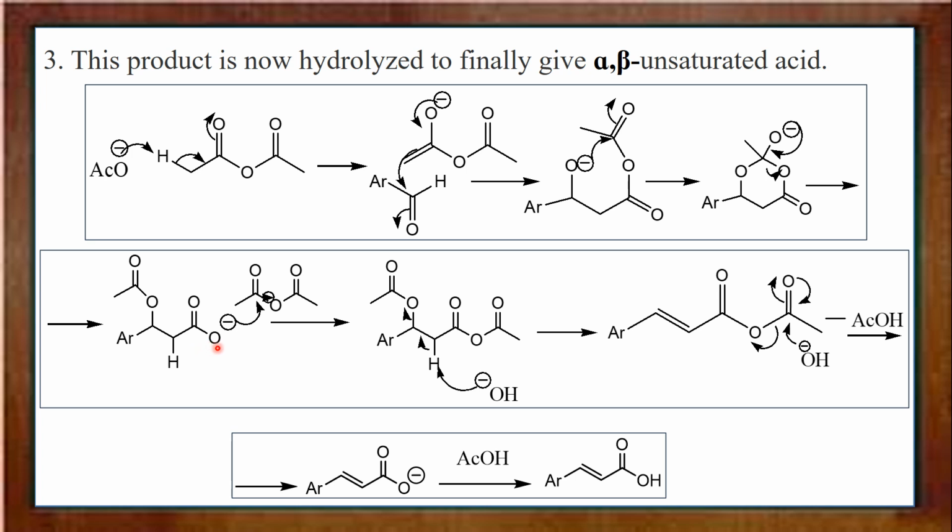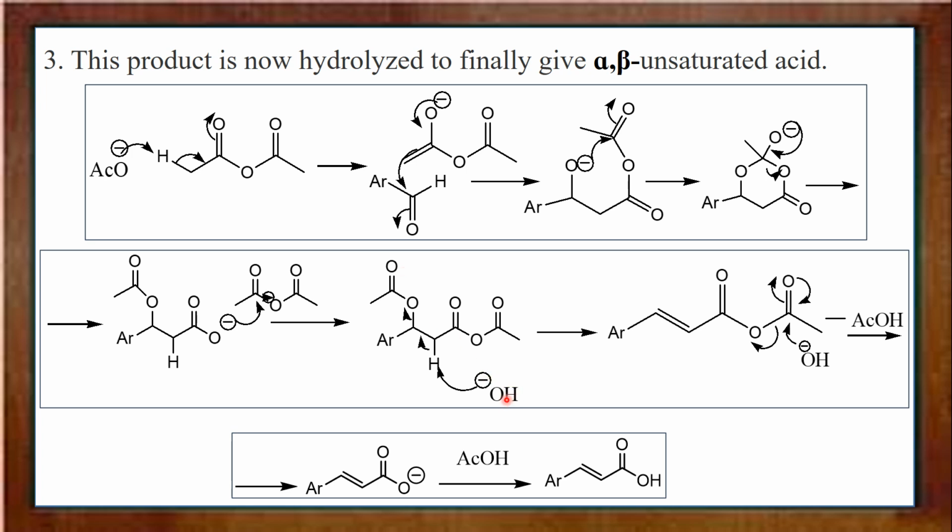And this carboxylate ion is once again reacting with another molecule of acid anhydride and getting acylated. An acetyl group joins with O minus to generate a new acid anhydride. So this is the new intermediate we have got.